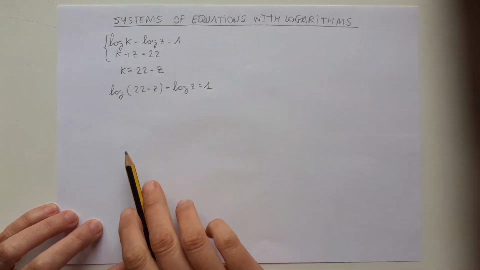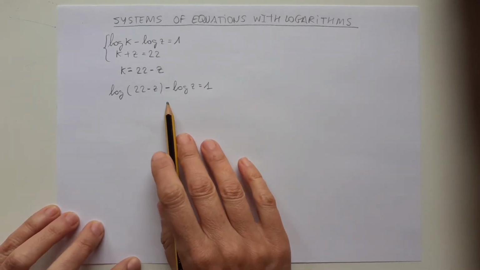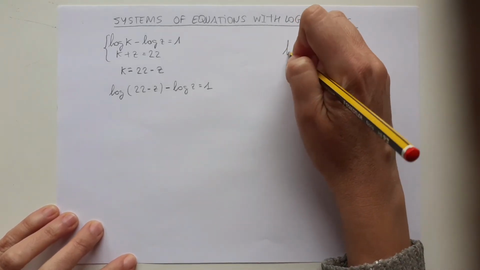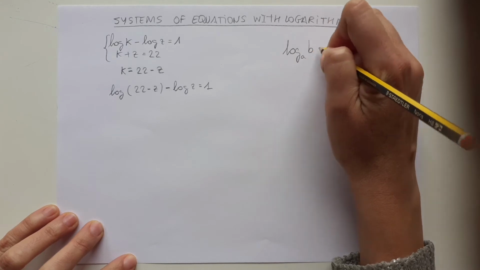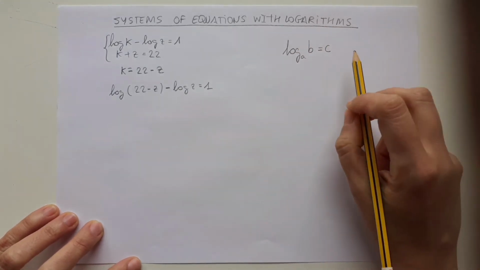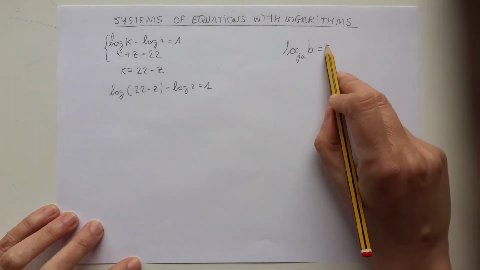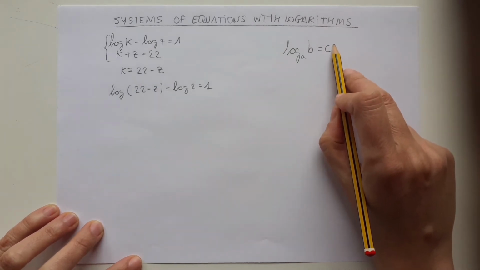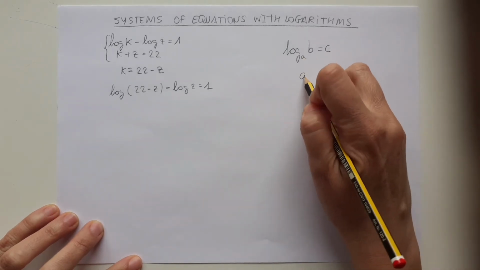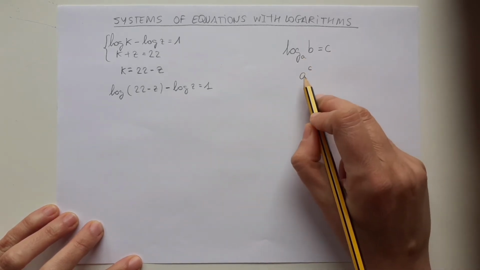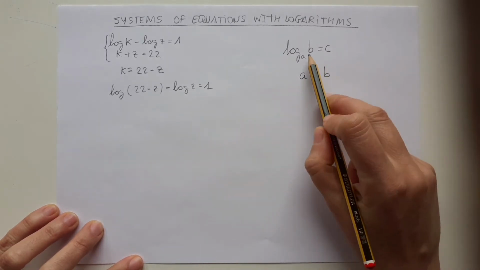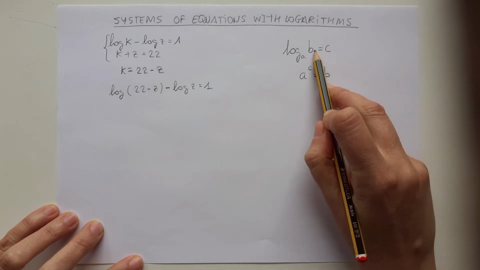To work with this, we have to remember the properties of logarithms and what a logarithm was. So remember that the definition of a logarithm was, if I have logarithm base a of b equals c, this means that c, the result of a logarithm, is an exponent. So it is the exponent I need for the base of the logarithm, which will be the base of my power as well, to obtain b. So a to the power of c equals b.